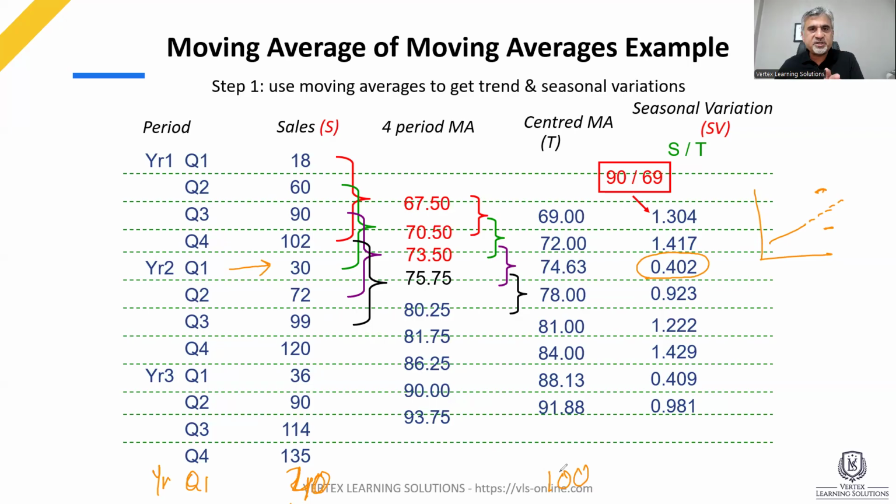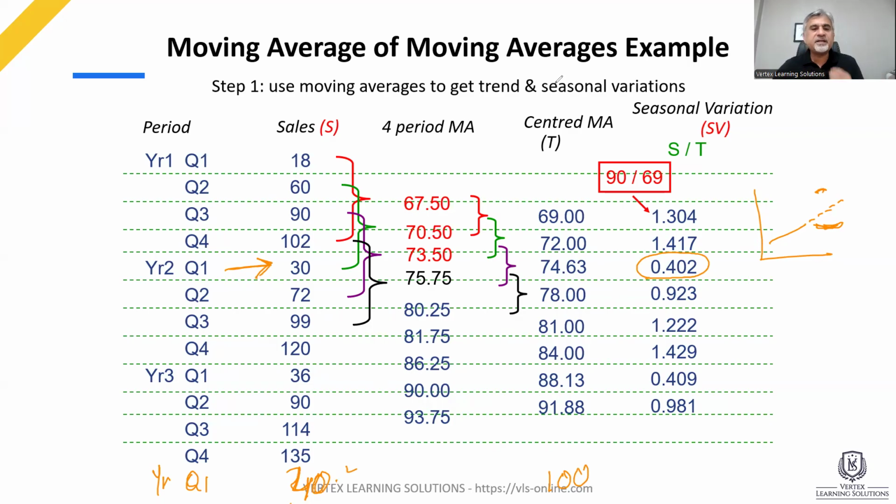But then whether the actual number will be above or below, that I will multiply with my seasonal variation. So if average is 100, but in quarter 1, usually the sales are only 40% of the trend. They are below the trend. They are below the average because it is off peak season. It is not peak season. It is off season. So you multiply 100 with 0.402, it is 40.2 or something. You can do like this.